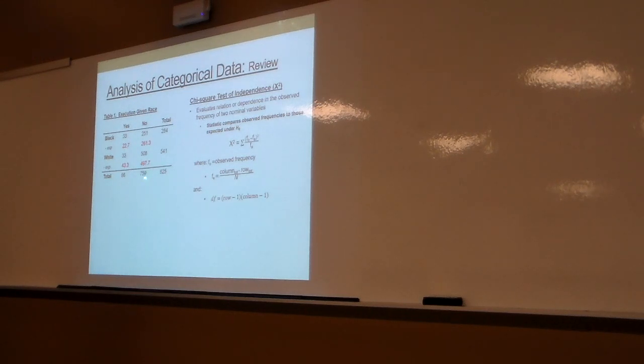Same thing here, John, help me out here. For black non-execution, let's do this. Do white non-execution. If I take 759 multiplied by 541 divided by 825.